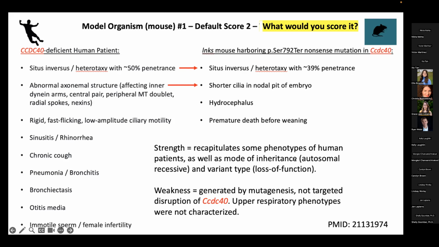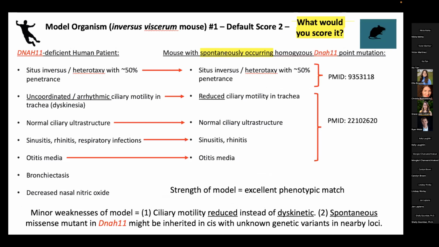Okay, here's the spoiler. You are right. The GSEP told us to score this at 1 point. So thank you for voting on that. Let's take a look at the next one. This will be a little bit better. This is again a mouse model.